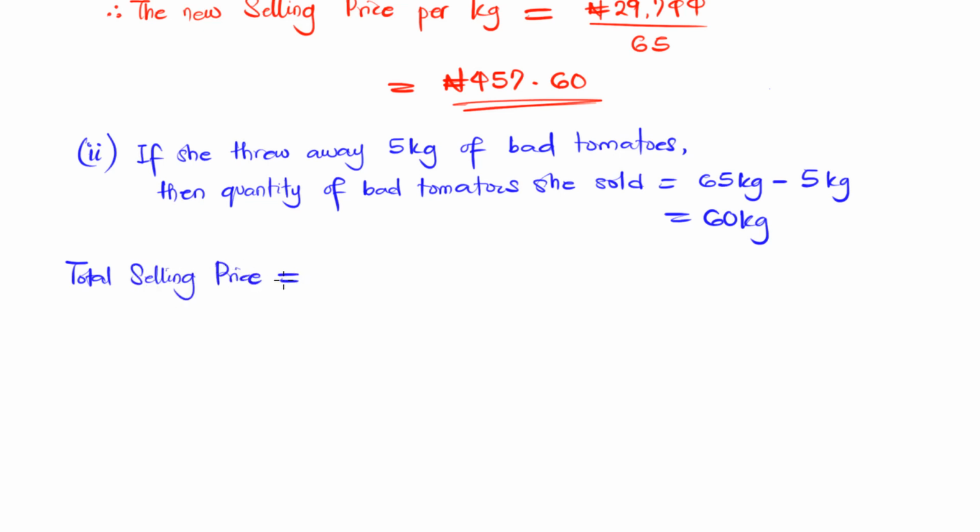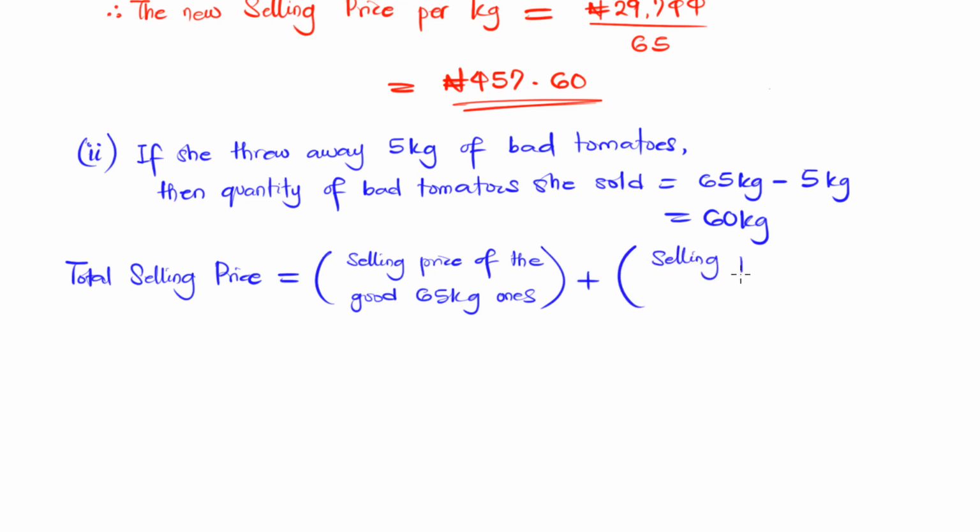So the total selling price is the price at which she sold the good ones, that will be the selling price of the good 65 kilograms of tomatoes, plus, because it was split into halves, the selling price for the bad ones. Now, it's not 65, it's 60, because she threw away 5 kilograms. If you get the understanding of this analogy, then we can go ahead to solve for the total percentage profit of what she got.